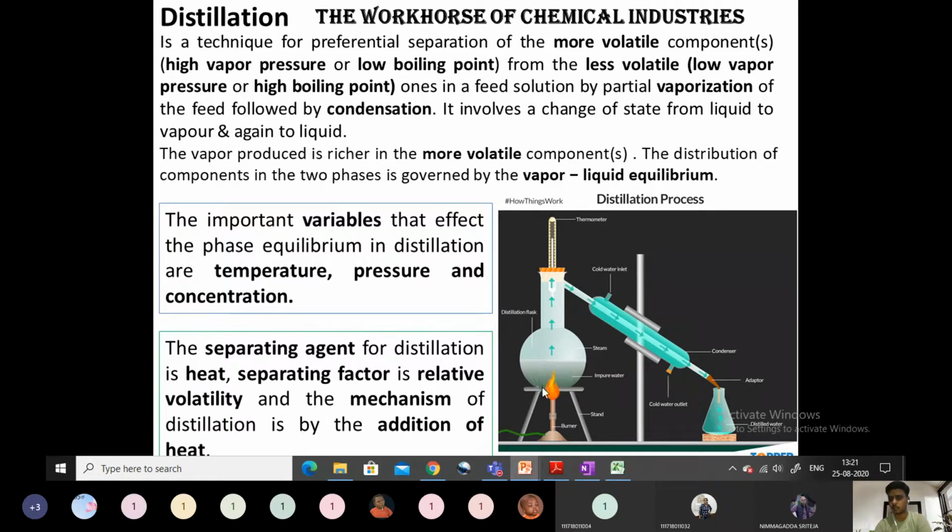When we ignite this mixture, then only heat will be generated. That heat will act as the separating agent in order to separate the more volatile component from the less volatile component. So this is the overall definition of distillation.